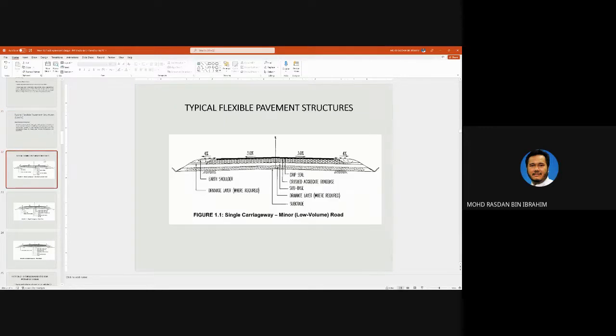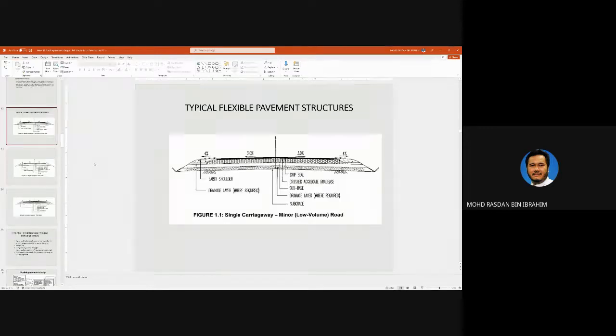So we have three samples here of typical flexible pavement structures used by the JKR. The first one here is the single carriageway low volume road. So you can see here the topmost layer, the wearing course, is actually just chip seal. Okay, underneath the chip seal is crushed aggregate. And then you have a subbase and a drainage layer.